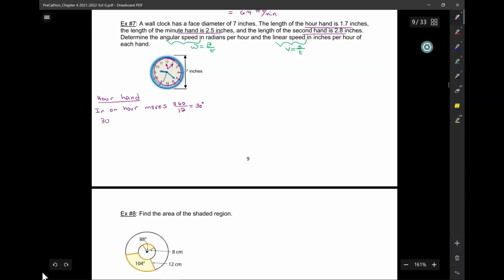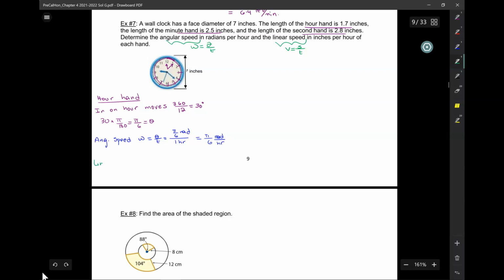Right, so 30 degrees in radians is pi over 6. Okay, so that's my theta. To find angular speed, omega is theta over t, and the angle that it makes is pi over 6 radian in 1 hour. So this is pi over 6 radian per hour.